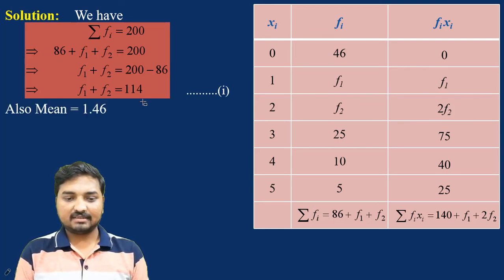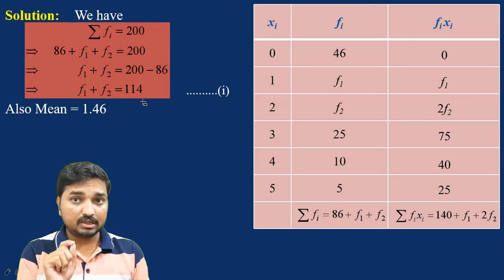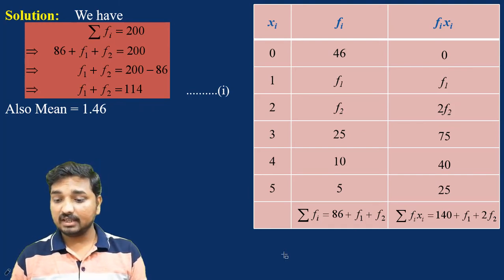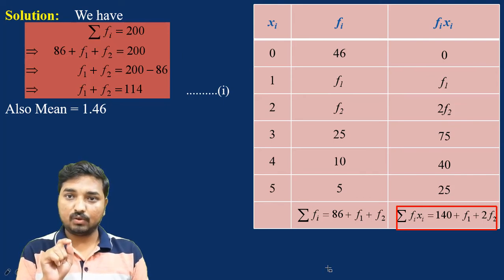Now the next step is I'm going to write the mean, which is already given to you. The mean is equal to 1.46. Summation Fi is given to you, it is equal to 200. And summation Fi Xi was calculated just now, it is equal to 140 plus F1 plus 2F2.